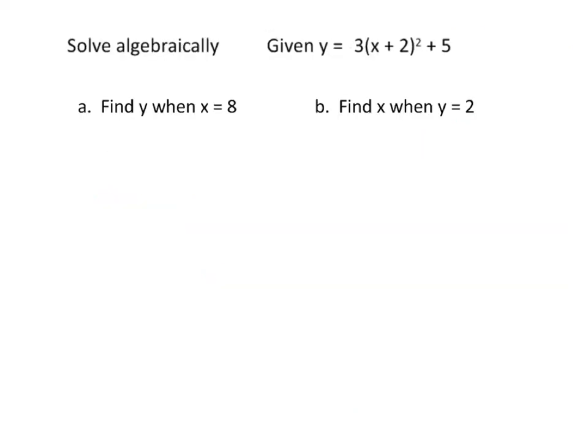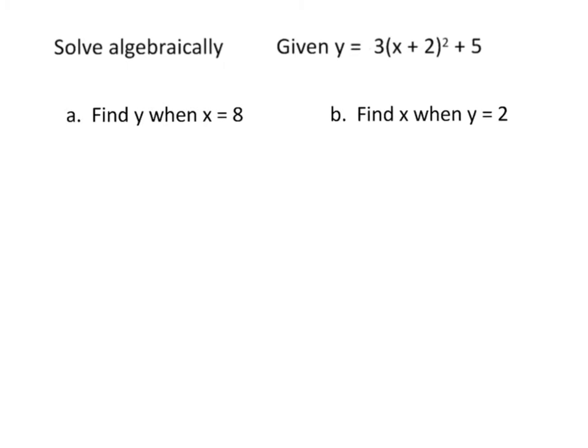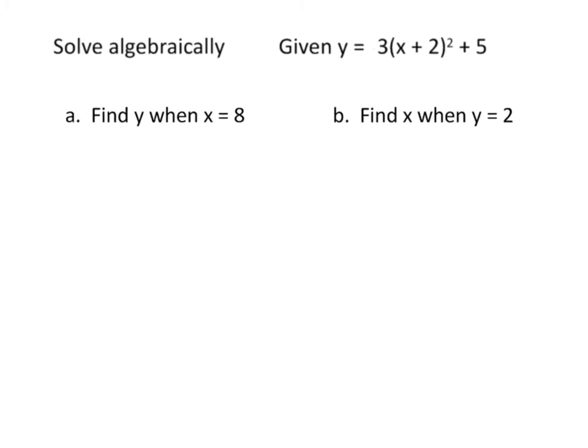All right, so we're going to take a look at this example right here. It says solve algebraically, given y equals 3 times the quantity x plus 2 squared plus 5. We're trying to find y when x equals 8 and find x when y equals 2. So first of all, I'd like to remind you that if we know the value of x, which is what we know right here, we are going to do this problem by using the trace function on our graphing calculator.